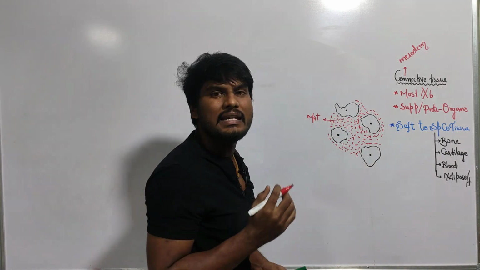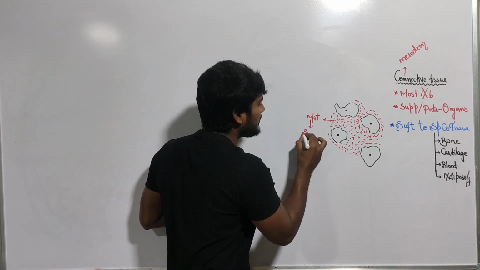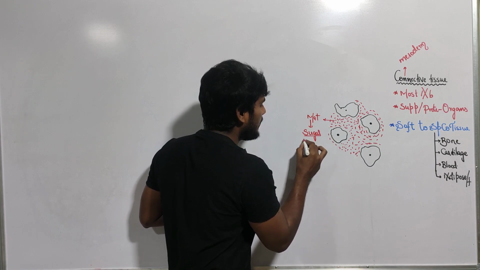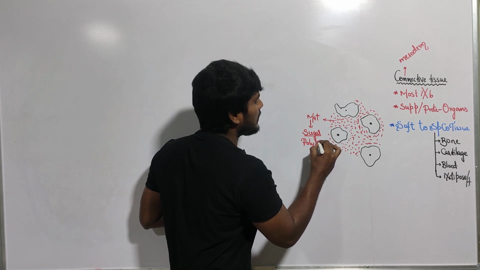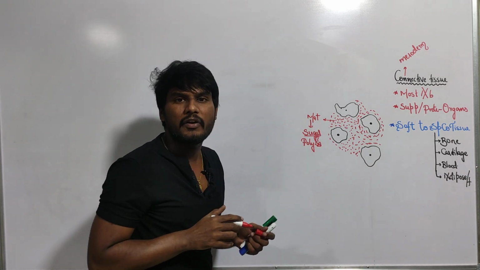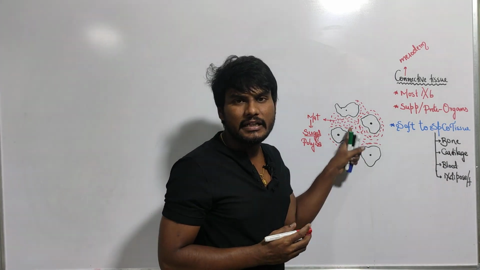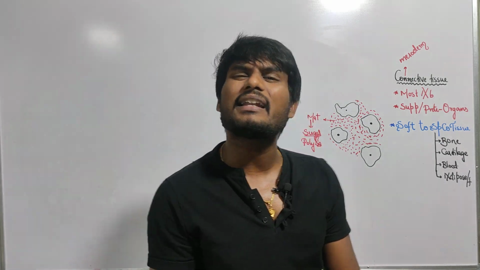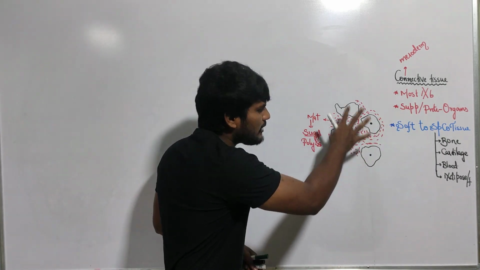And this matrix is made up of polysaccharide, which is nothing but a sugar. Poly means many, saccharide means sugar. A direct statement is given in your NCERT textbook: the ground substance present between the cells is a modified polysaccharide, or simply a sugar. Who is secreting it? The cells themselves are secreting it.